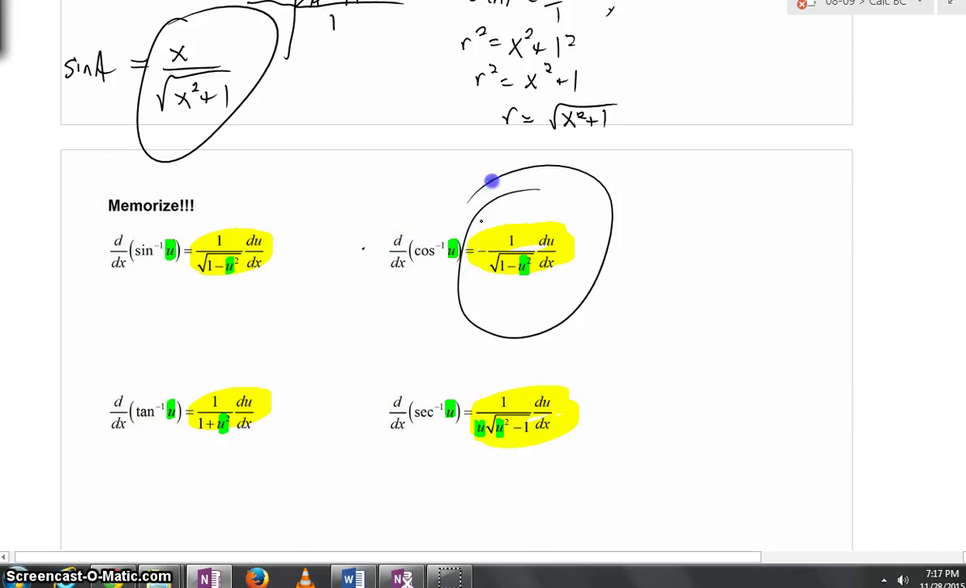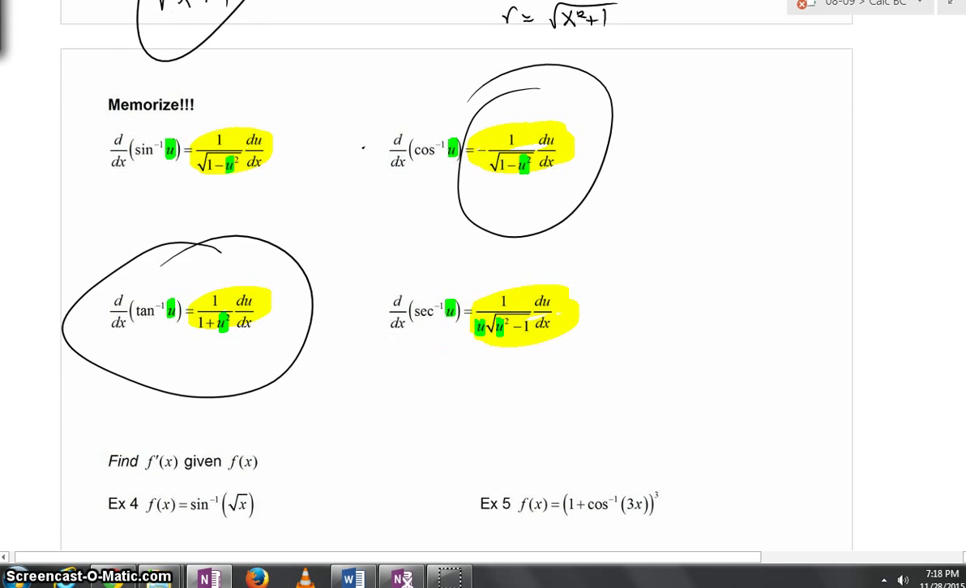One huge difference, though, there's a negative out in front. The derivative for inverse tangent, 1 over 1 plus u squared. The du dx then means take the derivative of the inside. Perhaps the strangest of the inverse trig derivatives, the derivative of inverse secant, is 1 over u times the square root of u squared minus 1, then multiply by the derivative of that inside.